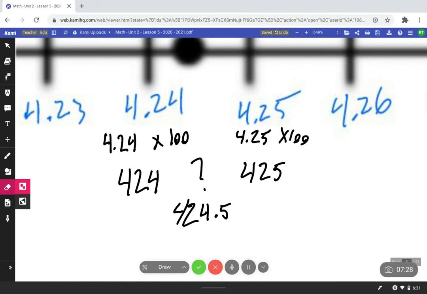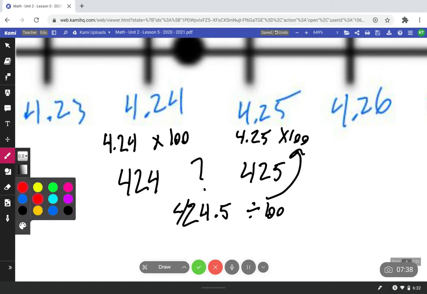So let's divide that by 100 because we multiplied by 100. So let's divide it by 100 to get it back to its original place value. And that would get us 4 and 245 thousandths.